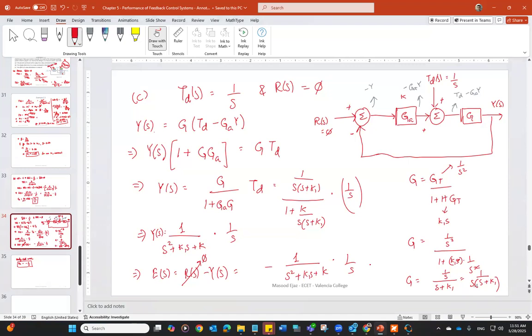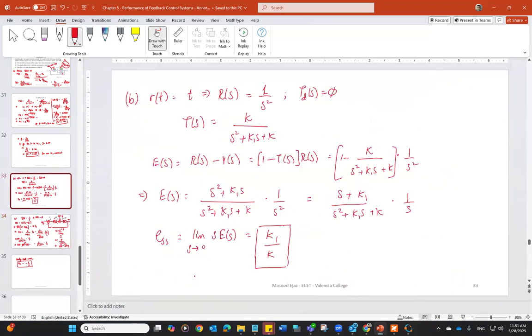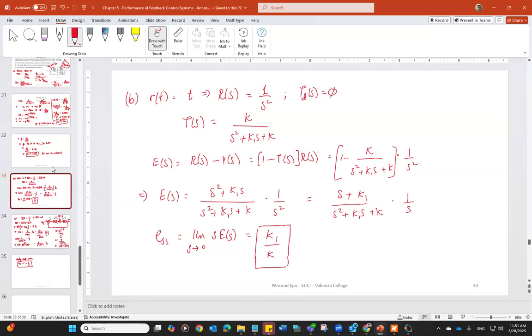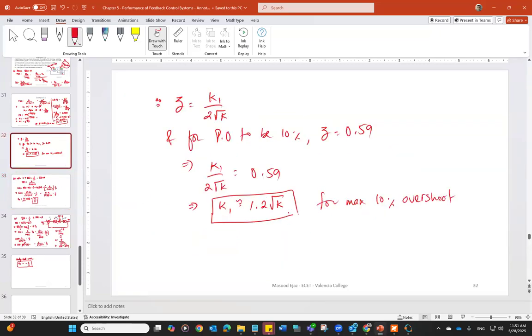And we put S is equal to 0. So this is going to be, and you're going to be left with negative 1 over K. All right, assuming it is good. So in this case, to reduce the steady state error, my K value has to be large. And in the first one, if my K value is going to be large, then K1 is going to be large as well. So we will have to see what we do.